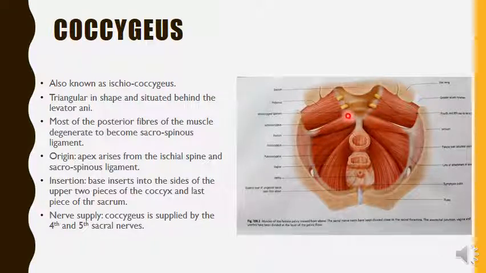And the base is inserted into the sides of the upper two pieces of the coccyx and the last piece of the sacrum. This bone is the sacrum, right? So the last piece of the sacrum and upper two pieces of the coccyx, that is the insertion of the ischio-coccygeus muscle. And the nerve supply is by the 4th and 5th sacral nerves. So this ischio-coccygeus is supplied by the 4th and 5th sacral nerves.